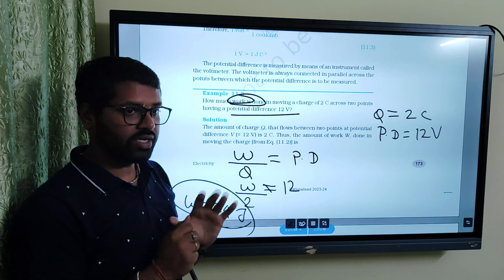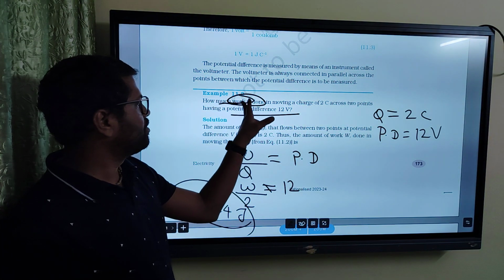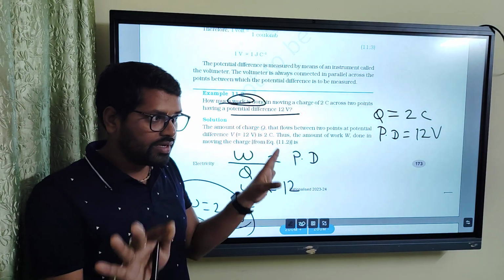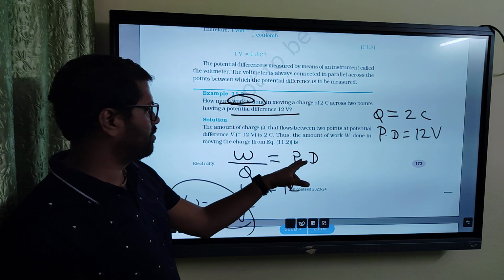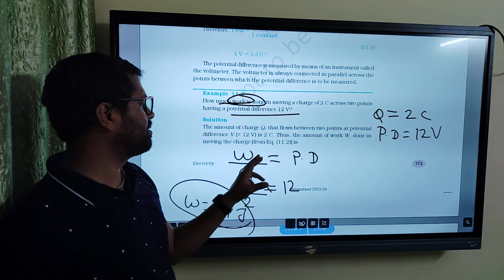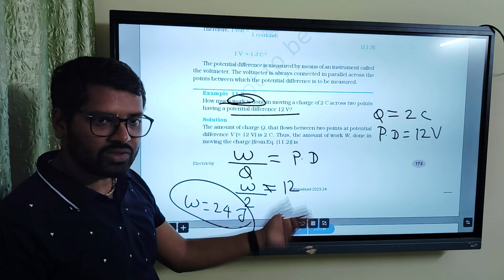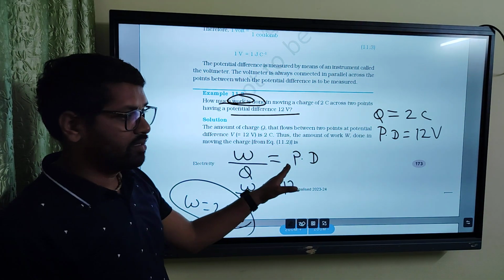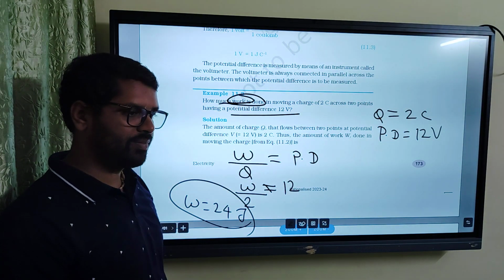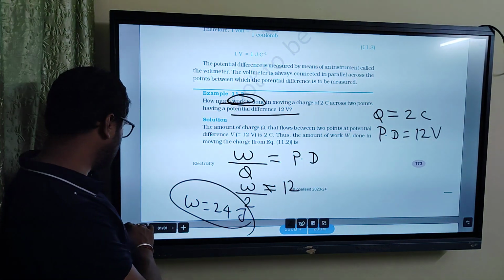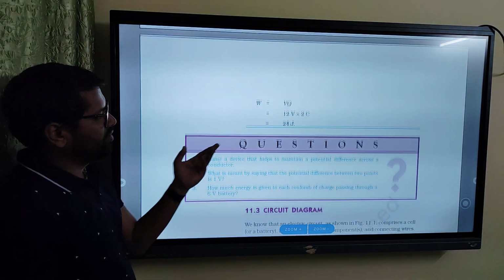In physics, what else should you know? The physical quantity. If they have asked you work, you should know what work is and what the related formula is. Work by charge is potential difference. They have given potential difference, they have given charge, and we found out work. Simple. A 6th standard, 7th standard student can also solve this if they know the formula. Is it difficult? It's very simple. In the board exam also, they'll ask questions like that.